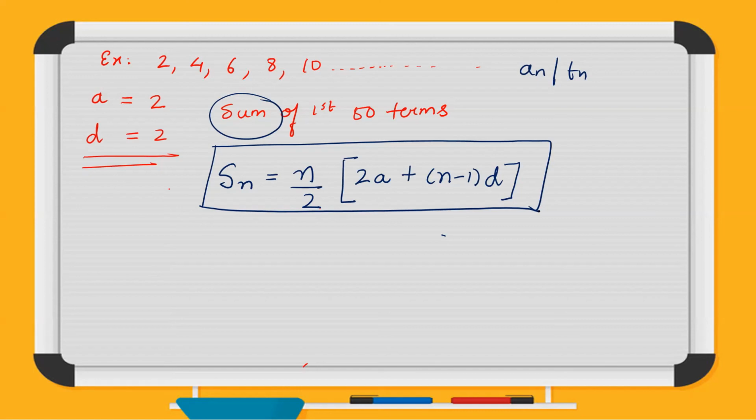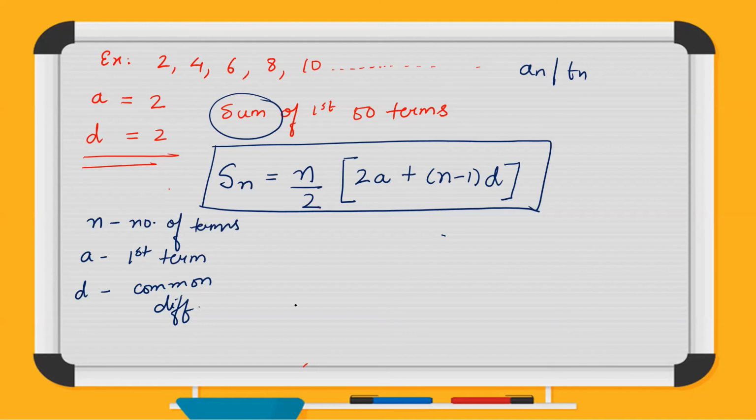The only thing you have to remember for examinations is the formula. The sum of first n terms is always equal to n by 2 in bracket 2a plus n minus 1 into d. What is n? N is the number of terms that you want. A will always be your first term, and D will always be the common difference, right? So if you know the first term, the common difference, and the number of terms n, you can find the sum of first n terms.